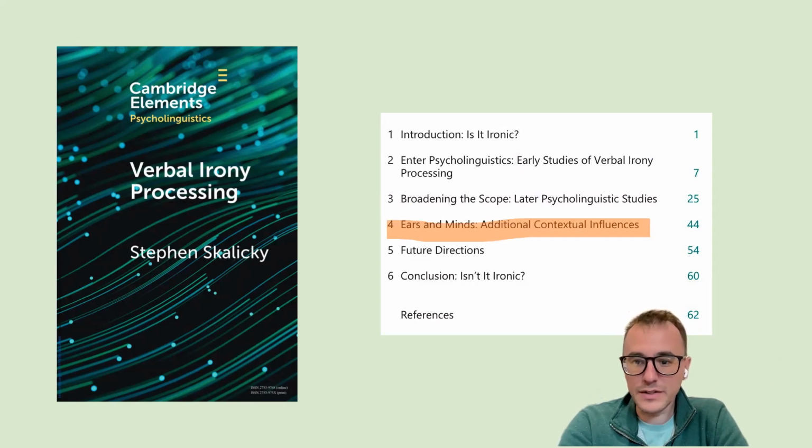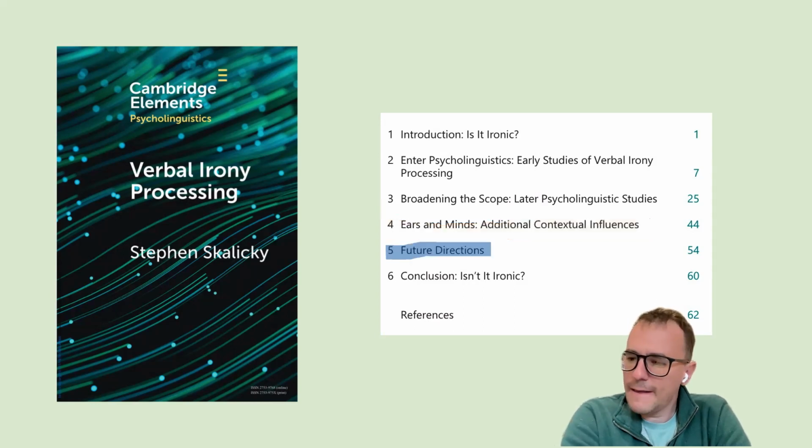I then talk about what I call ears and minds here, where we start getting into a lot of the neurolinguistic evidence and looking at additional contextual influences on irony, really moving away from the literal ironic divide, thinking about things like theory of mind and ironic tone of voice and how people rely upon these to recognize, process, and understand verbal irony. And then I have a section on future directions.